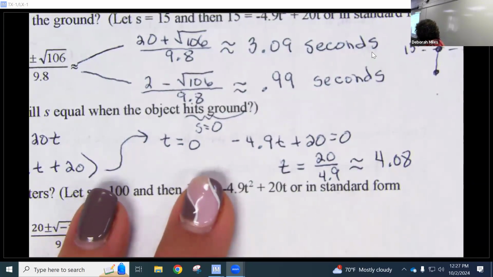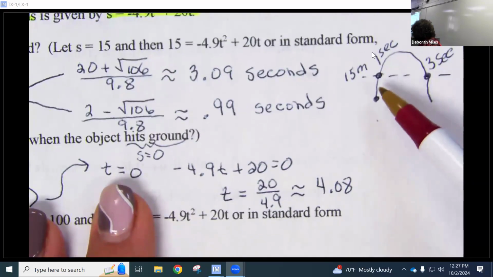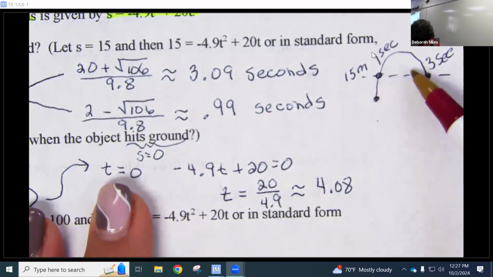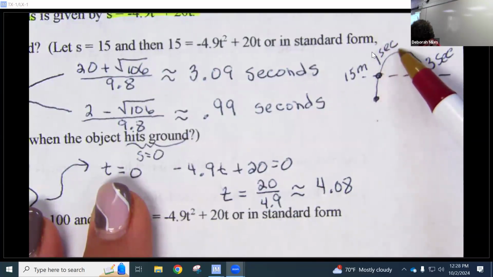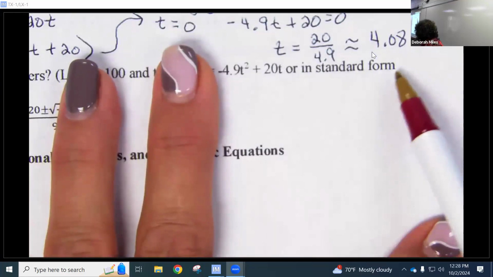You could have figured that out approximately just by saying if the ball is 15 meters high at 1 second and 3 seconds, how many seconds is exactly halfway between those two? 2 seconds. And if the ball spends 2 seconds going up, how long is it going to spend coming down? 2 seconds. And so a total of 4 seconds.